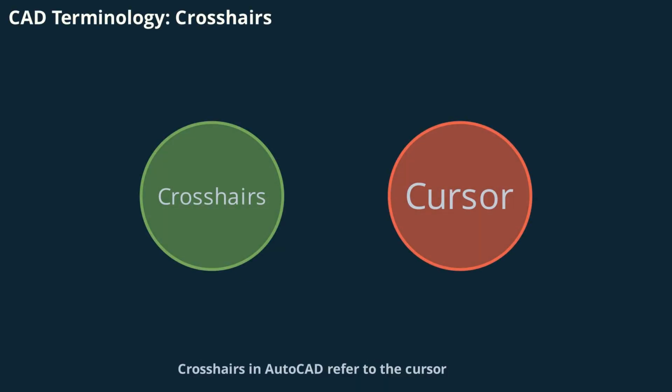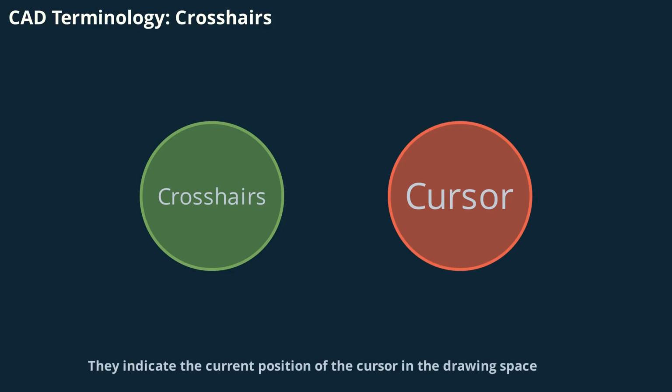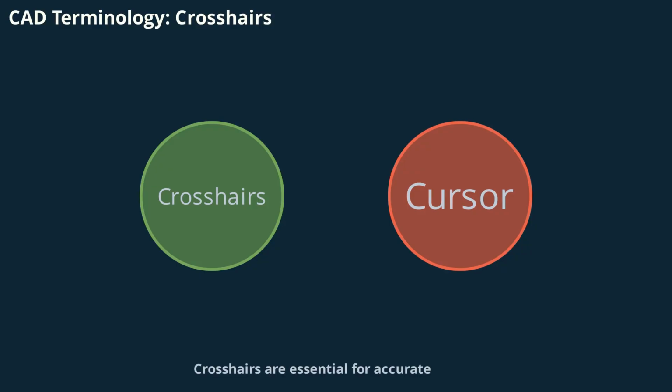Crosshairs in AutoCAD refer to the cursor, displayed as two intersecting lines forming a plus shape. They indicate the current position of the cursor in the drawing space. The size of the crosshairs can be adjusted through display settings, allowing users to customize their workspace for comfort and precision. Crosshairs are essential for accurate placement and selection of drawing elements.